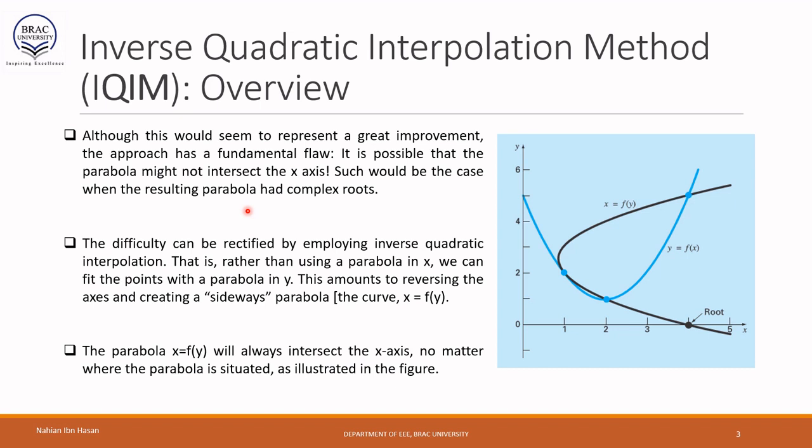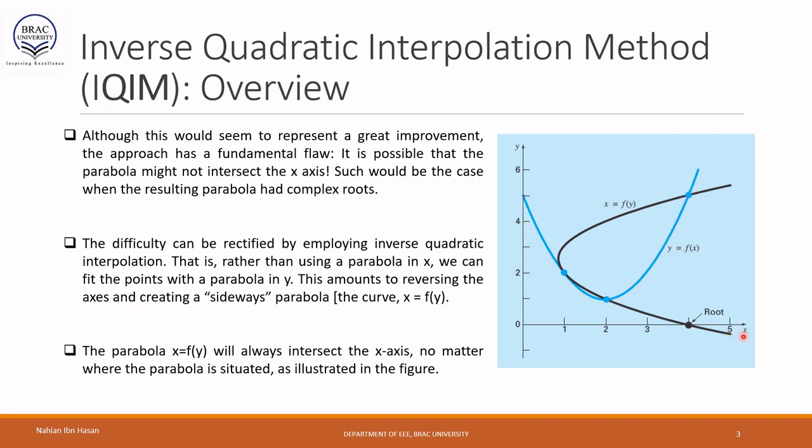So what we do in the inverse parabola curve, we do not fit a curve based on the independent variable x. Rather, we fit a curve based on the independent variable y. That means here the independent variable is y, and so we fit a curve x equal to f of y. So our function is a function of y. From the figure it is very prominent. You see the y equal to f of x curve, which is the blue curve, might not intersect the x-axis at some point. So as a result we will not get any of the roots.